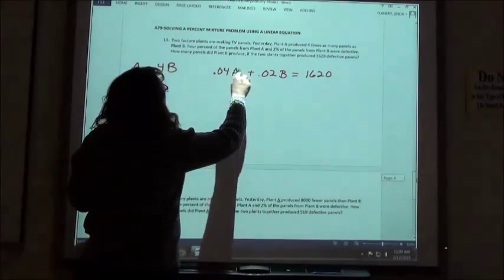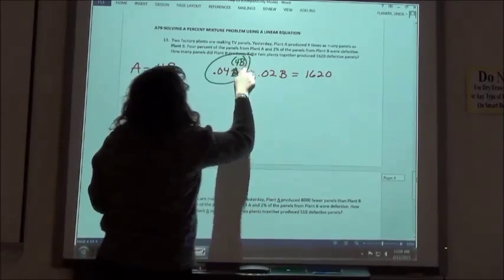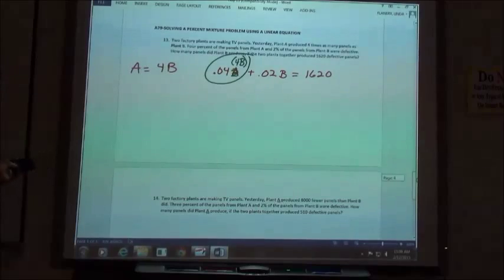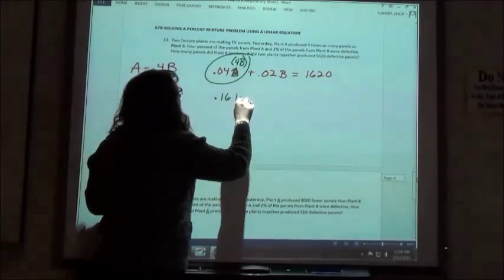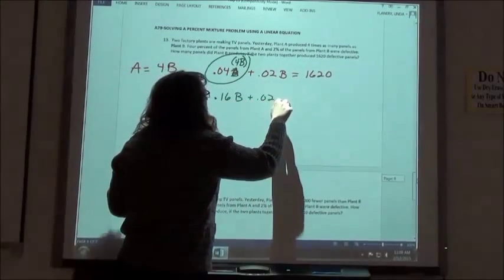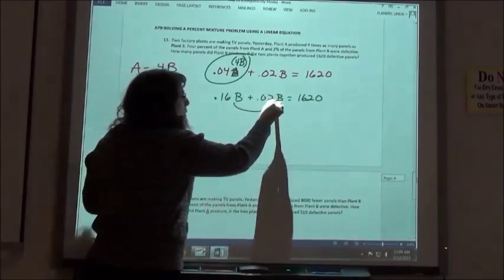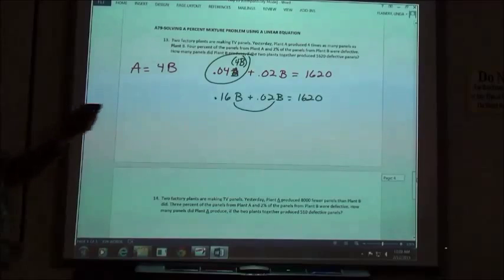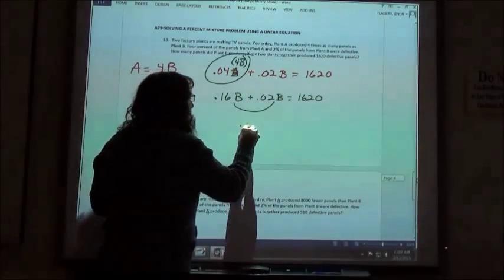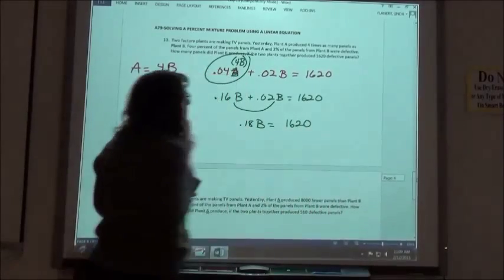We're going to go ahead and replace the A with 4 B's, and then we end up having to multiply that out. So 0.04 times 4 gives me 0.16. 0.16B plus 0.02B equals 1620. Both of those have B's in them. We're going to combine our like terms. 0.16 plus 0.02 would be 0.18B equals my 1620.